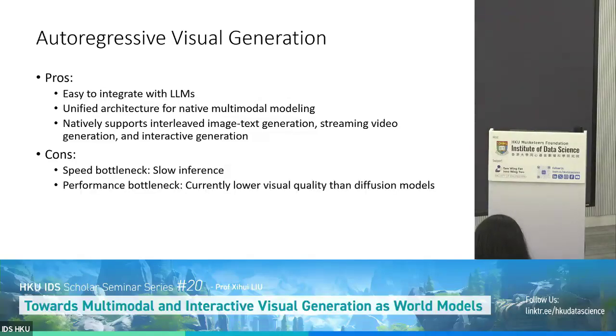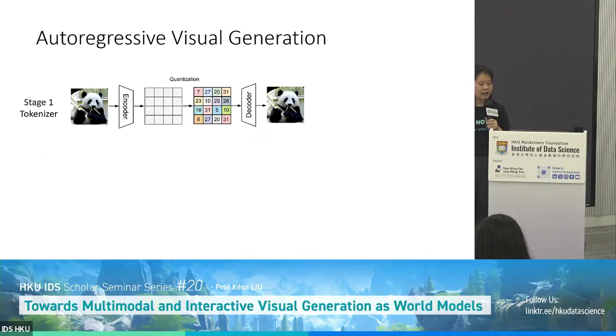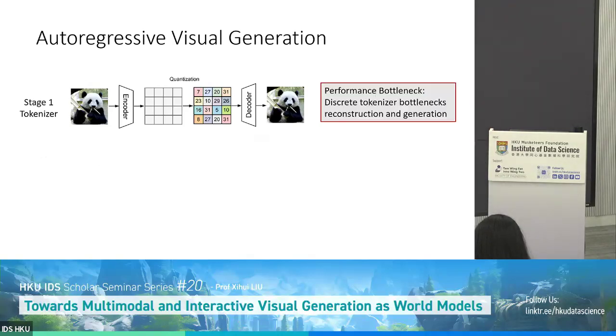So in order to address this speed and performance bottleneck, we further looked into the architecture and found where this bottleneck comes from. Firstly, we think the performance bottleneck mainly comes from the tokenizer, because in diffusion models, the tokenizer can tokenize the image into a continuous space. But in autoregressive models, we use a discrete space, and this discrete space causes a lot of information loss during the tokenization stage.